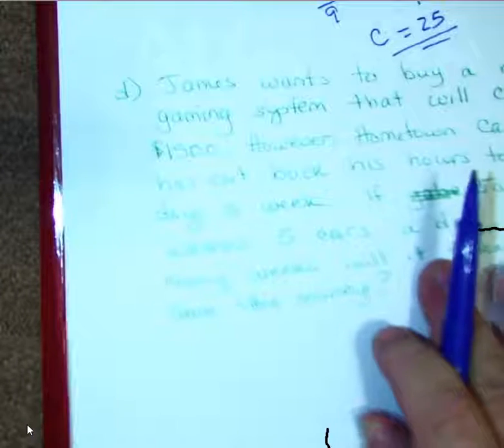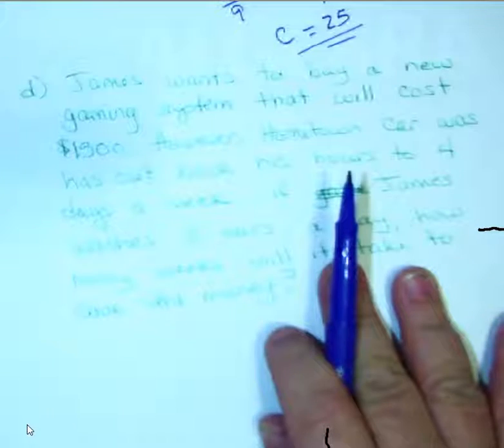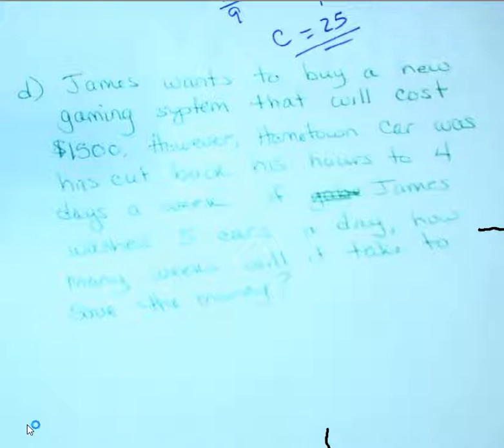So finally, on this problem, one of the things it asks for is to figure out how long it would take him to save a certain amount of money. So let's say he wants to buy a new gaming system. It's going to cost $1,500. It's a really fancy one. However, they've cut back his hours to only 4 days a week. So if he washes 5 cars a day, how many weeks will it take him to save his money?